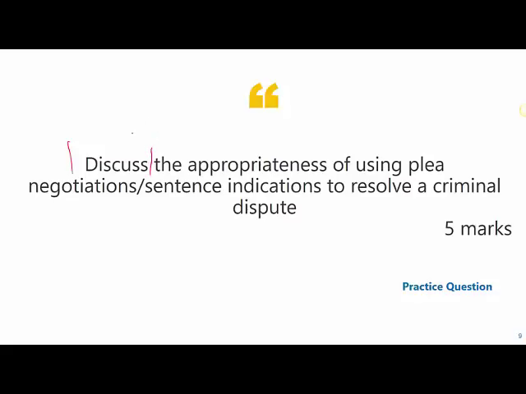Discuss, so we know when we discuss that this is an exchange of opinions. Just imagine with a discuss question that you're having a class discussion where you're separated on either sides of the classroom and you have to exchange opinions about the matter. So this means that there are two sides that need to be looked at, and you're discussing the appropriateness of using plea negotiations, sentence indications to resolve a criminal dispute. And this is worth 5 marks.